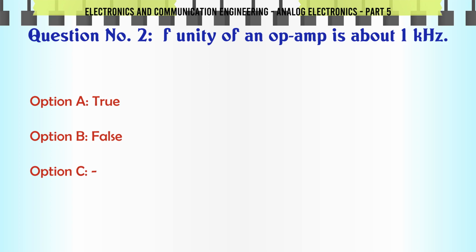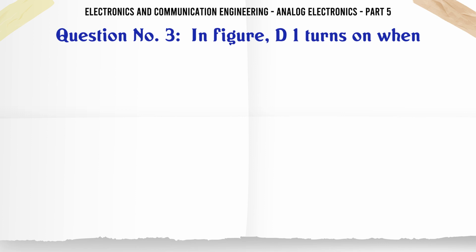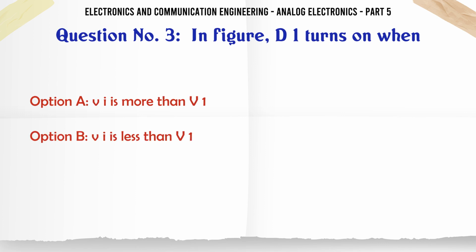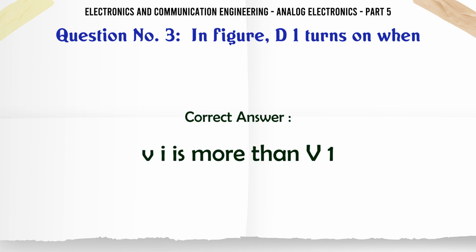A) True, B) False. The correct answer is false. In the figure, D1 turns on when A) Vi is more than V1, B) Vi is less than V1, C) Vi is between V1 and V2, D) none of the above. The correct answer is Vi is more than V1.